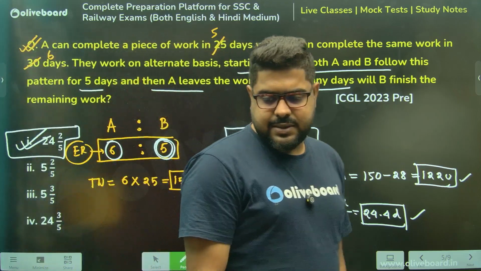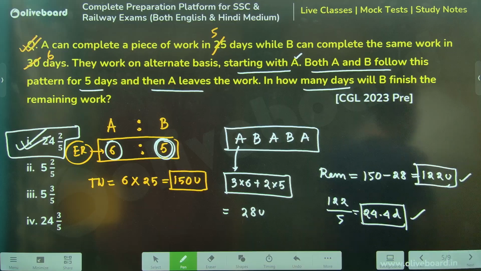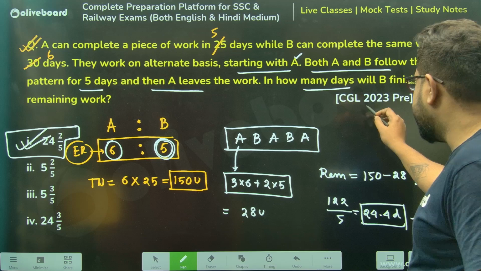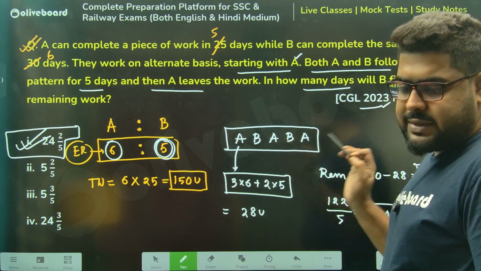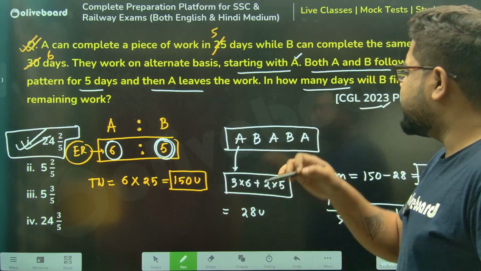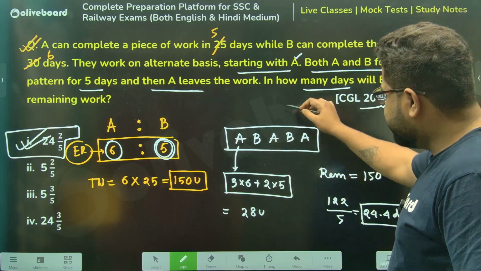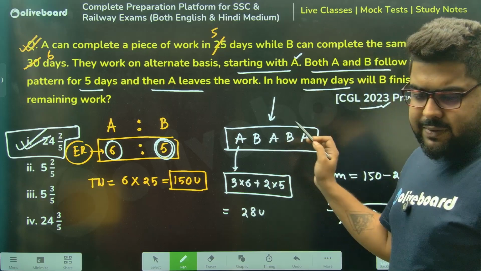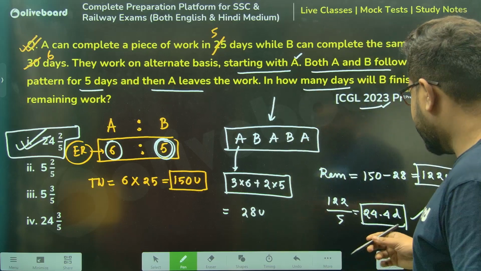Option number 1, sir. Again, you see, this was alternate concept, but not really an alternate concept question. Very simple question. Asked in CGL 2023. Use common sense. If you start using the code of alternate concept, you don't need it. Just simply you can do it manually. Simple question.